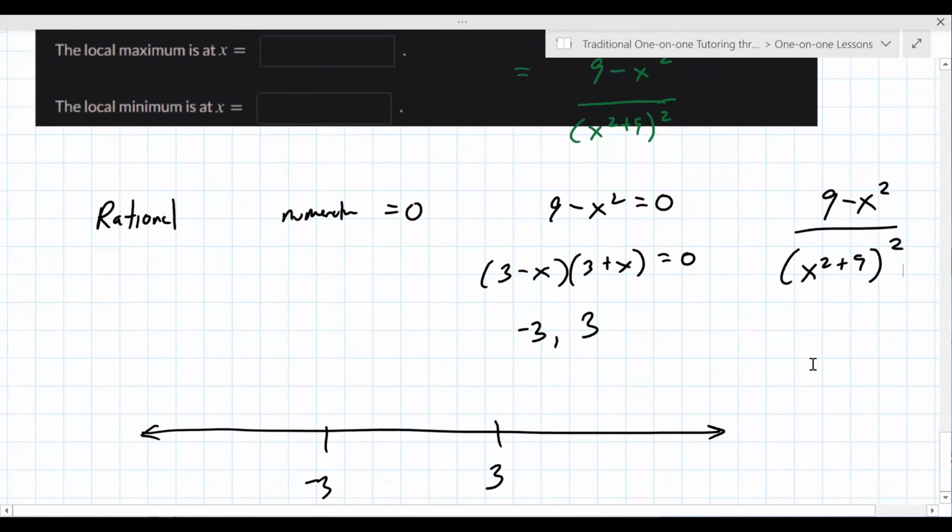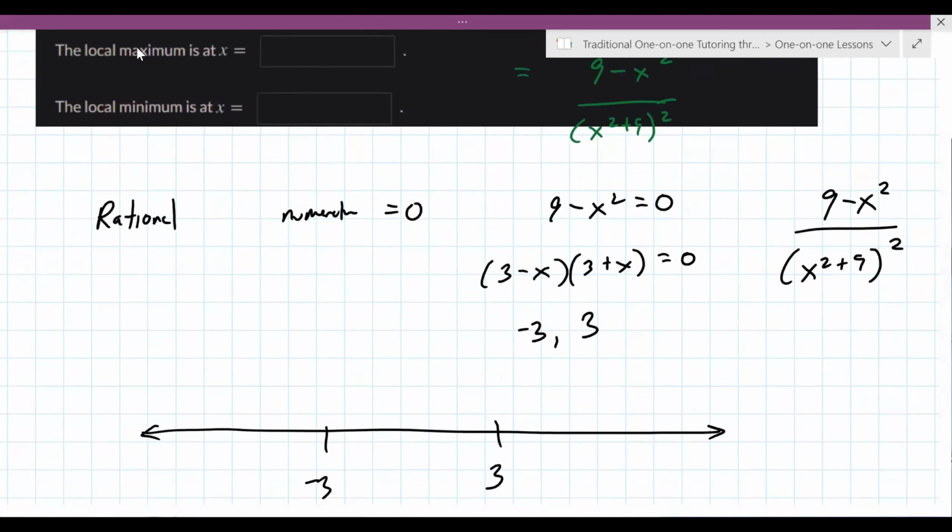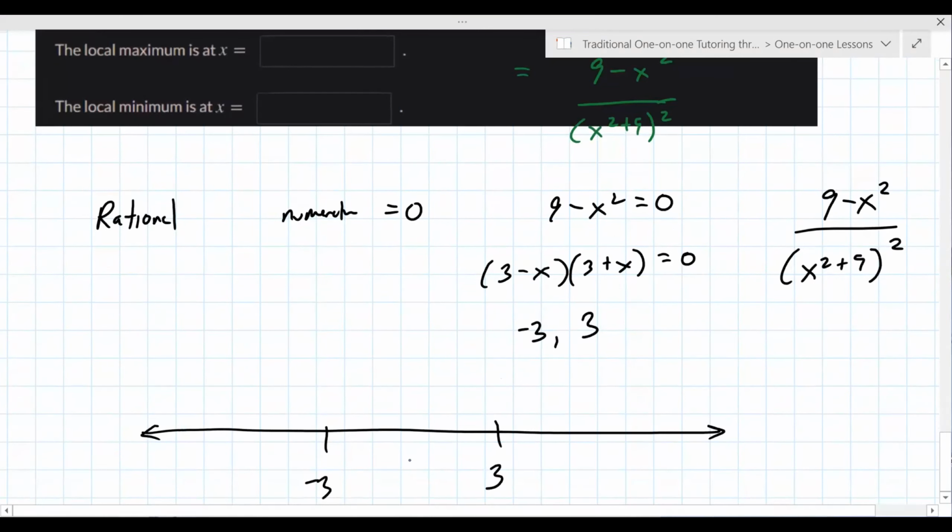And when you're testing, you've got to find ways to make it faster. One way is you recognize that the bottom is always squared, so the bottom is always positive. Whatever the sign of the numerator is, that's the sign of the whole thing. Because if it's negative, a negative over positive is negative. If it's positive, positive over positive is positive.